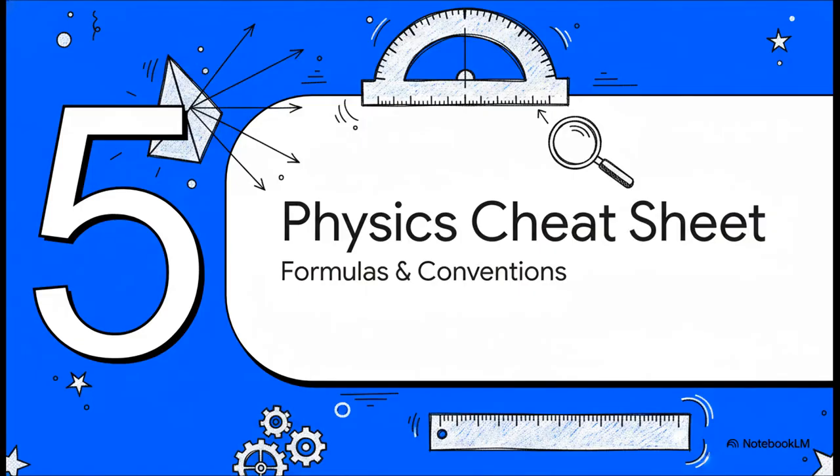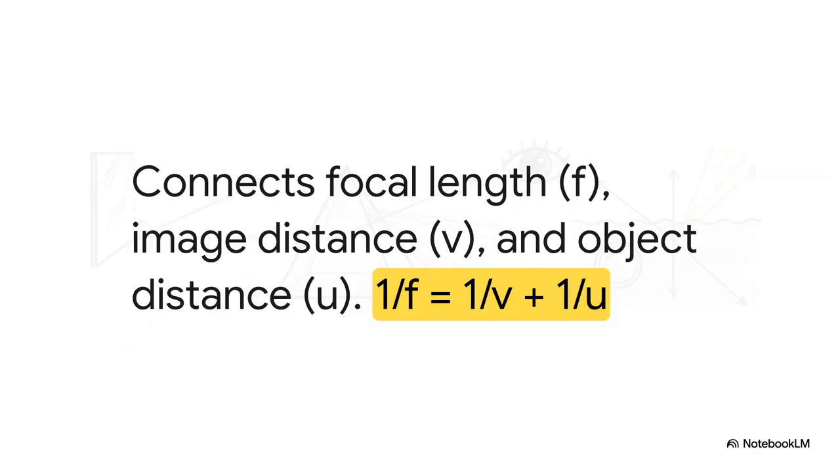Okay, you've got the concepts down cold. Now let's pull back the curtain just a little bit and look at the simple formulas physicists use to predict exactly where an image will form and how big it's going to be. Think of this as your cheat sheet to the math behind all this magic. This is the mirror formula. And trust me, it's way simpler than it looks.